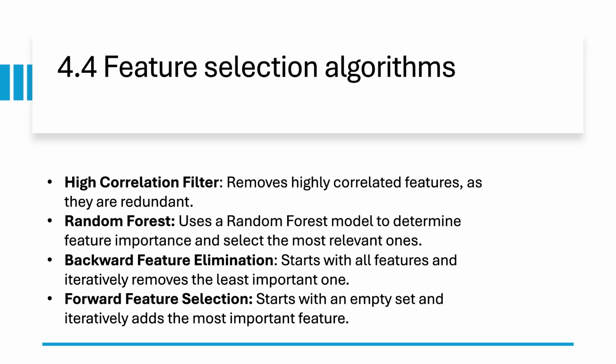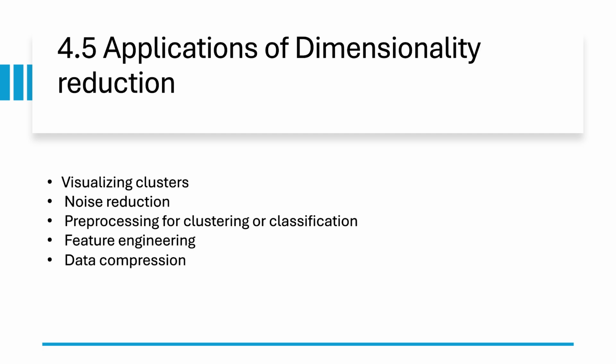For feature selection algorithms, I selected the following. They are not the only ones, but I selected the high correlation filter, which removes highly correlated features as they are redundant. Then we have the random forest, which uses a random forest model to determine feature importance and select the most relevant ones. Backward feature elimination, which starts with all features and iteratively removes the least important ones. Whereas the forward feature selection does the opposite. It starts with an empty set and iteratively adds the most important feature.